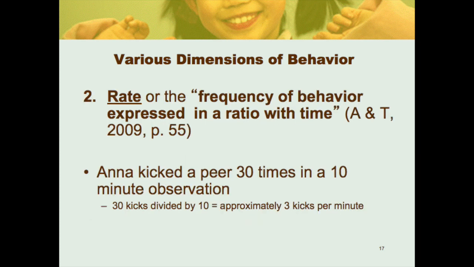A second dimension is the rate, or the frequency expressed in a ratio with time. So an example of this would be Anna kicked a peer 30 times in a 10-minute observation. So you could say the frequency was 30 times, but if you want to express it as a rate, it would be 30 kicks divided by 10, which would be approximately 3 kicks a minute.